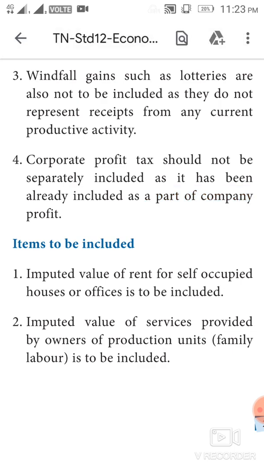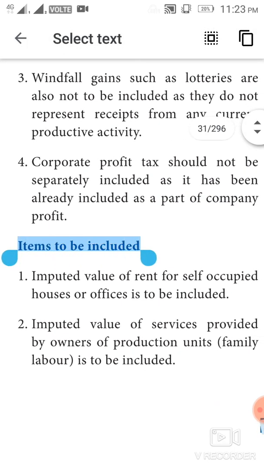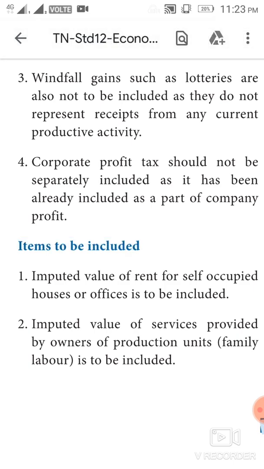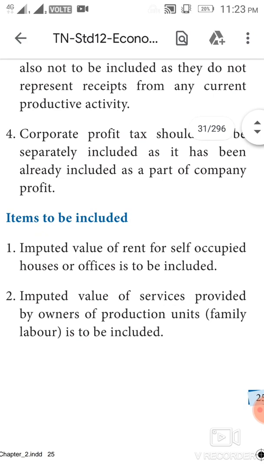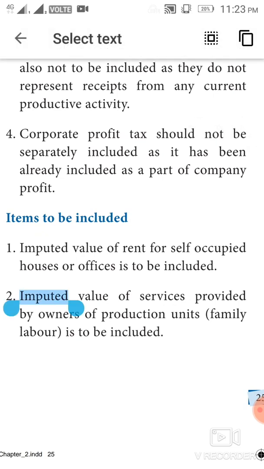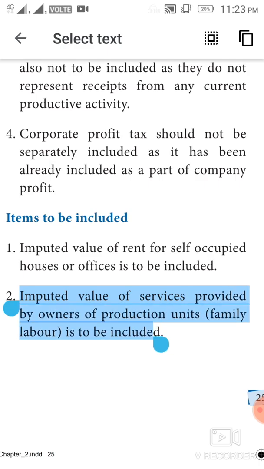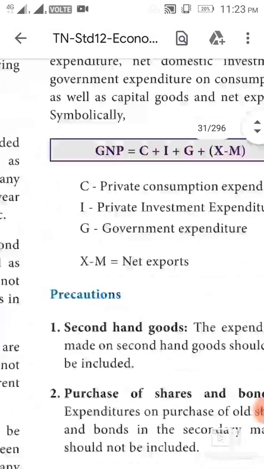Items to be included. First one, imputed value of rent for self-occupied houses or offices is to be included. The meaning of imputed is that it is measured. It is an assumed value, a logical or implicit value given for an item. Imputed value of services provided by owners of production units, that is family labor, is to be included.